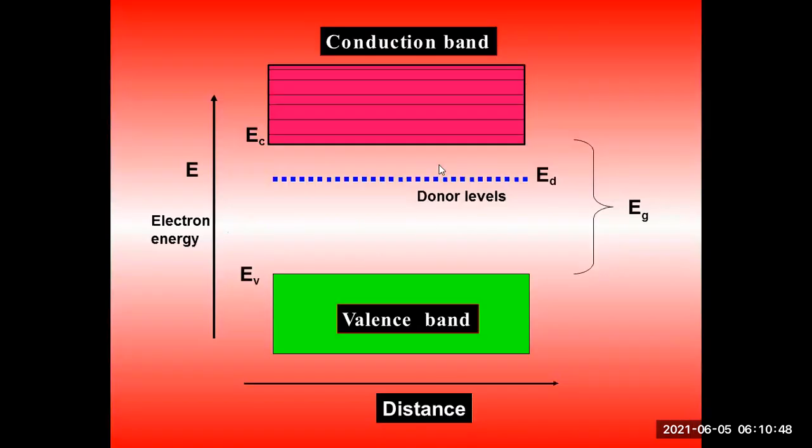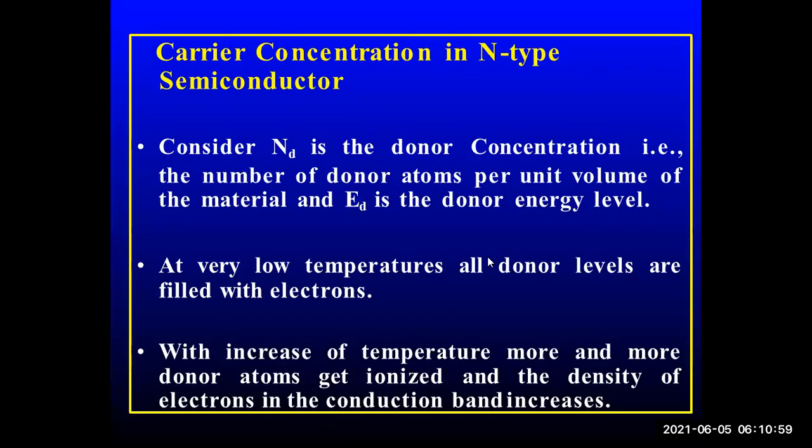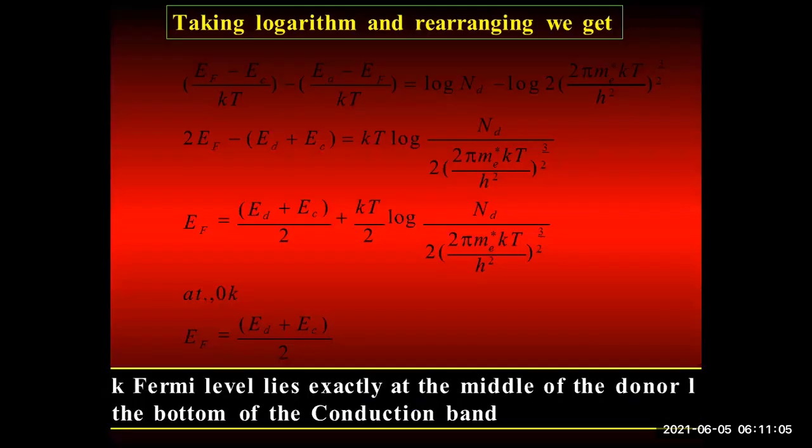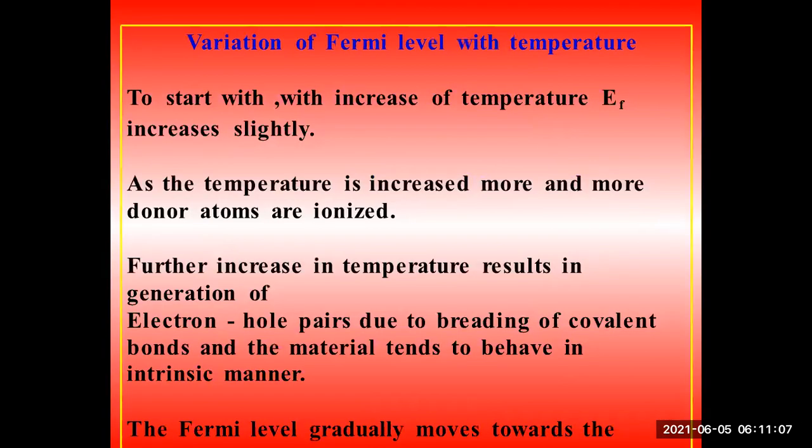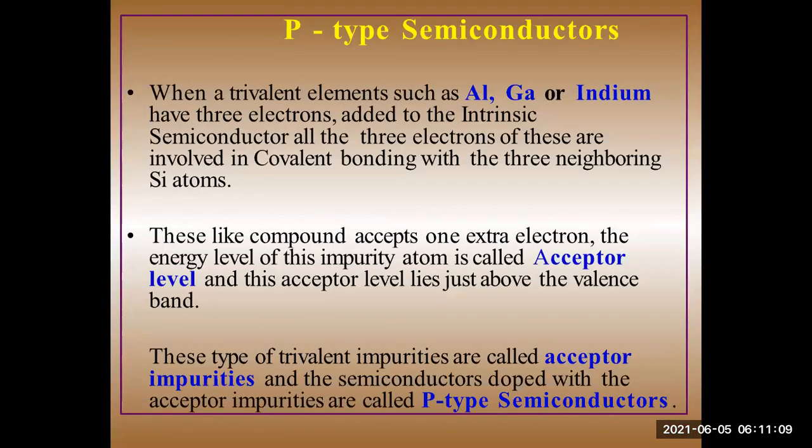See here in the schematic diagram, the conduction band, the valence band, and the donor level is given like this, right? Now you already know the value of each; just now we calculated it. For the syllabus you don't have carrier concentration, so we are not interested in this. Now we move to the p-type semiconductors.